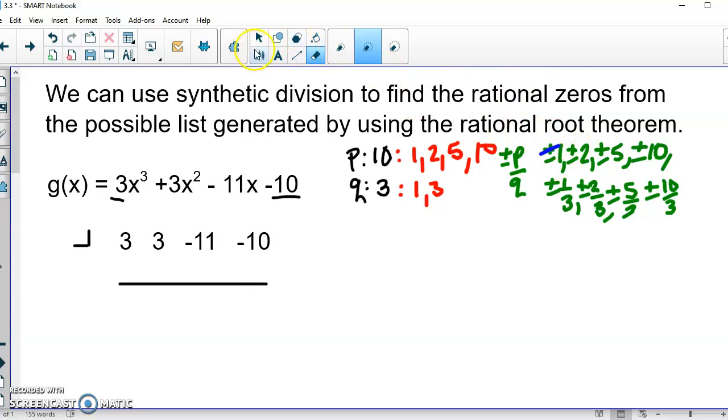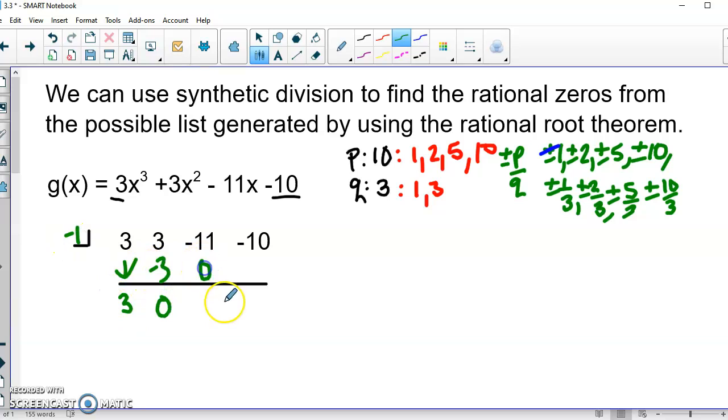All right, I'm going to try negative 1. So trying negative 1, bring down my 3. 3 times negative 1 is negative 3, that's 0. 0 times anything is 0. Negative 11, well, that'll give me negative 11, not 0 here. Negative 1 is not a root, not a zero.